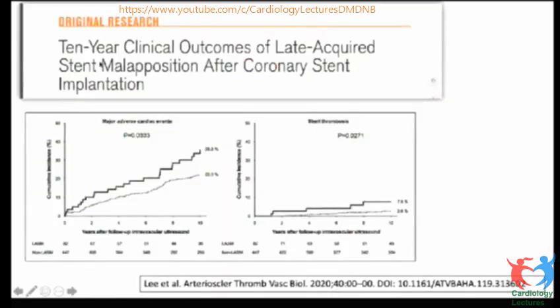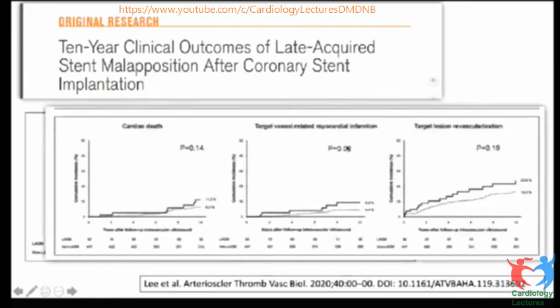It is about the 10-year follow-up study from Asan Medical Center, Korea, which has shown that late acquired malapposition, that I told you, that is malapposition that is acquired during follow-up that results from vessel wall toxicity from the drug, can result in increased incidence of MACE events and stent thrombosis. Okay? Even though there is no difference in death, target vessel myocardial infarction, or target vessel revascularization. The only malapposition you are worried about in a well-deployed stent is late acquired malapposition.